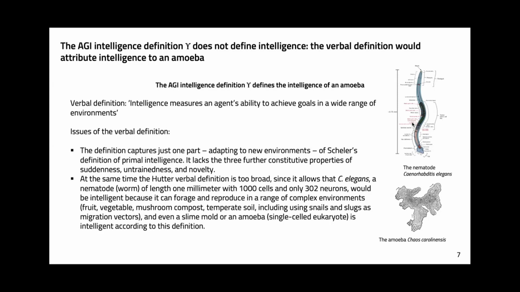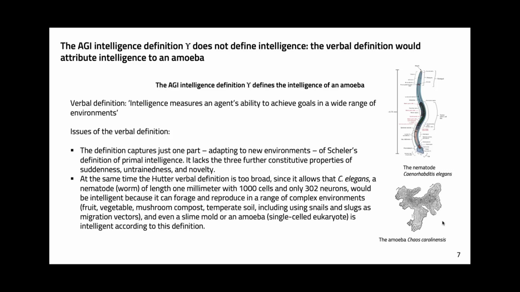So I think it would be intelligent according to the AGI definition, and even probably the amoeba here. This is a nice amoeba. It's called Chaos carolinensis, because it never has the same shape. Here's just a drawing of it, but in the next second it will look different, because it moves around by changing its shape, and it can also live in many environments and thrive wonderfully there. It can reproduce. It can find food, but it's just one cell. It's one of the most primitive. Well, the most primitive eukaryote is yeast, but directly next to yeast comes this amoeba, and it would also be intelligent in this definition.